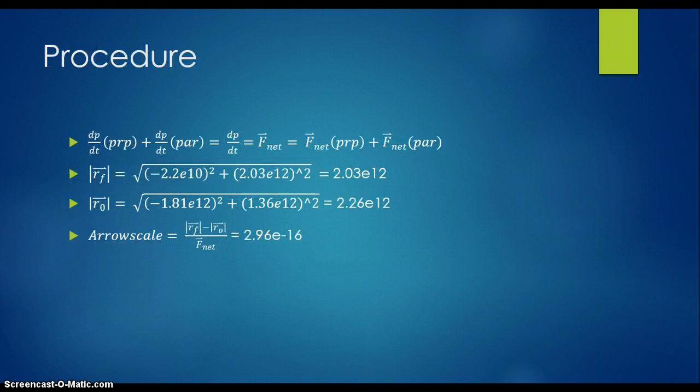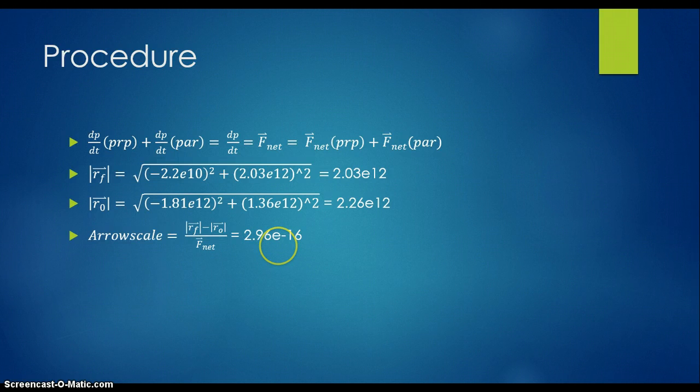The procedure used to calculate the results was this important equation, which is dp/dt perpendicular plus dp/dt parallel equals dp/dt, which equals Fnet. The important thing to notice from this equation is that dp/dt perpendicular is equal to Fnet perpendicular, and vice versa with the dp/dt parallel and Fnet parallel. This was the magnitude of the final position of the star in order to calculate the arrow scale, because the arrow scale relates the star's motion and the force.